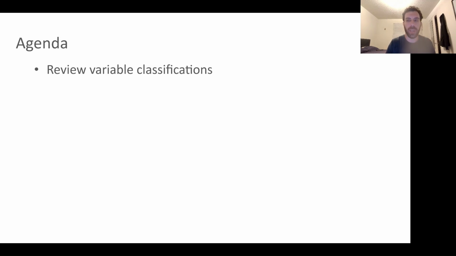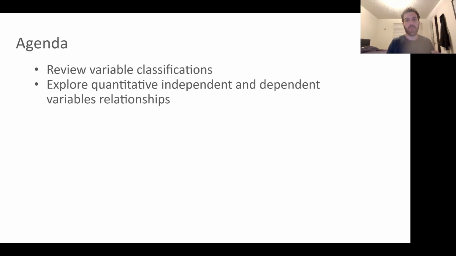And then we'll get into specifically when we have quantitative data as both the independent and dependent variables. If you don't remember what that is, don't worry, we're going to review that at the start of class. And specifically, the metric we're going to look at in depth is the correlation coefficient.